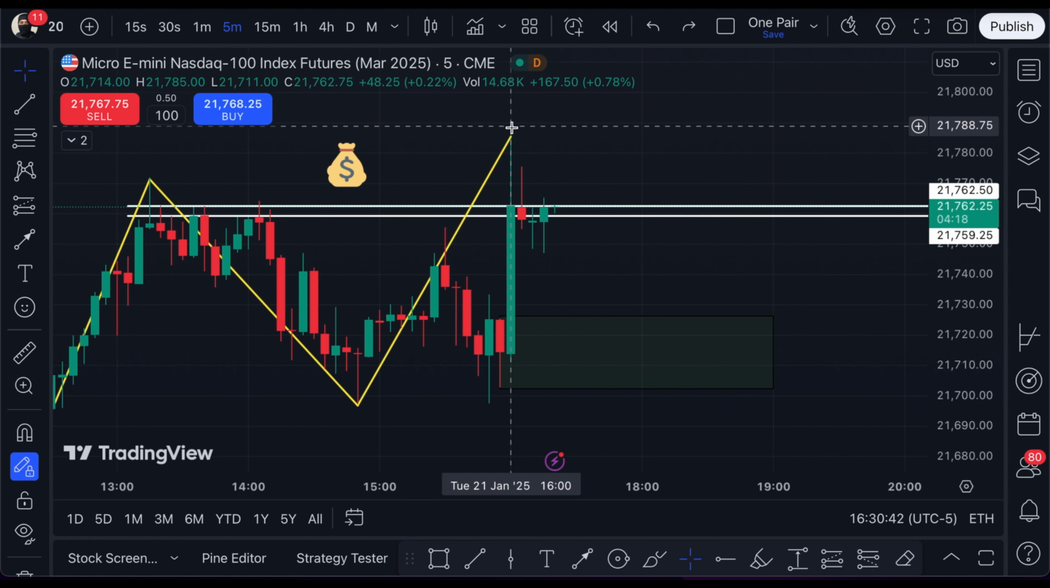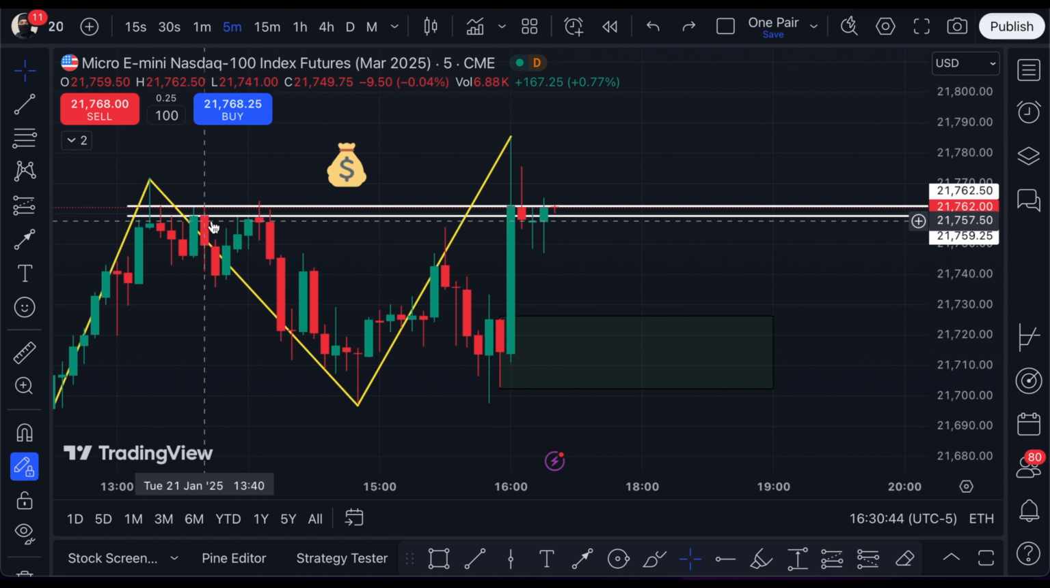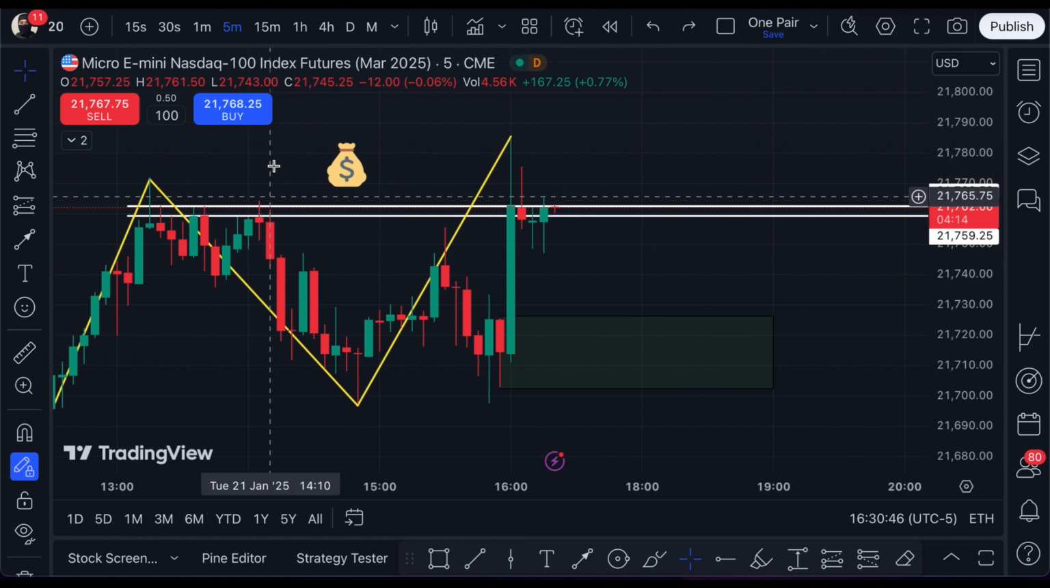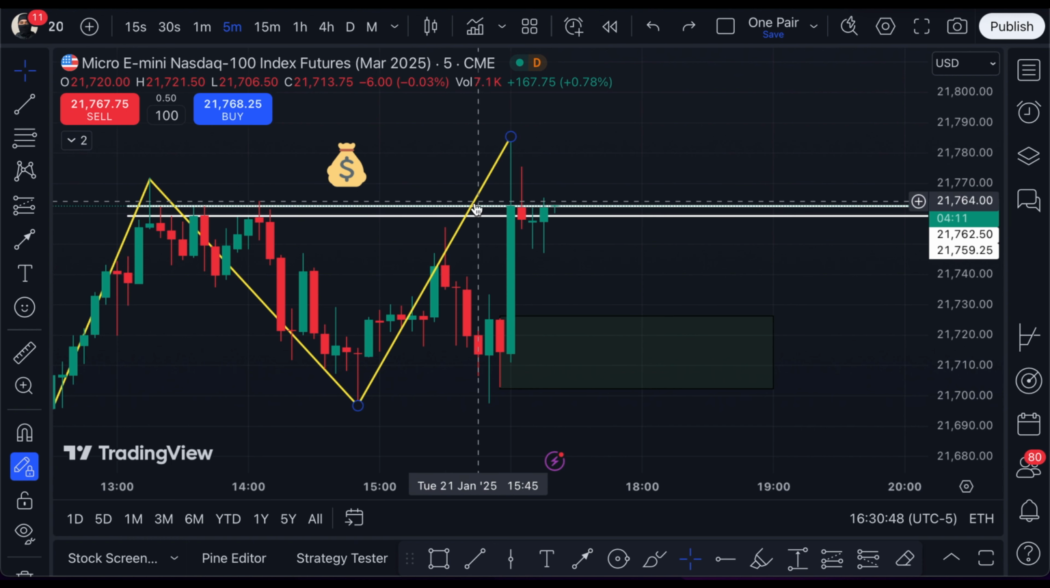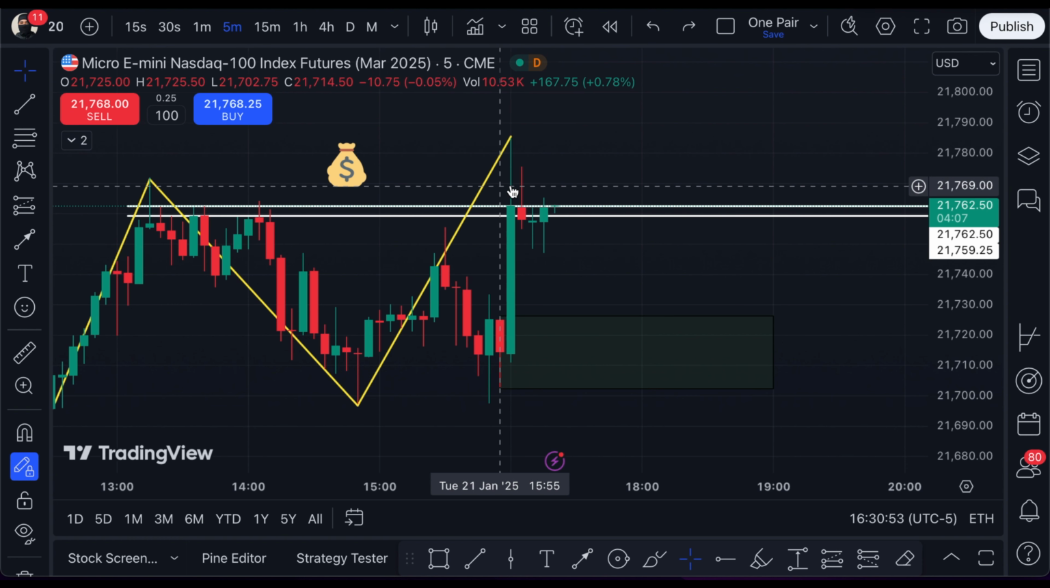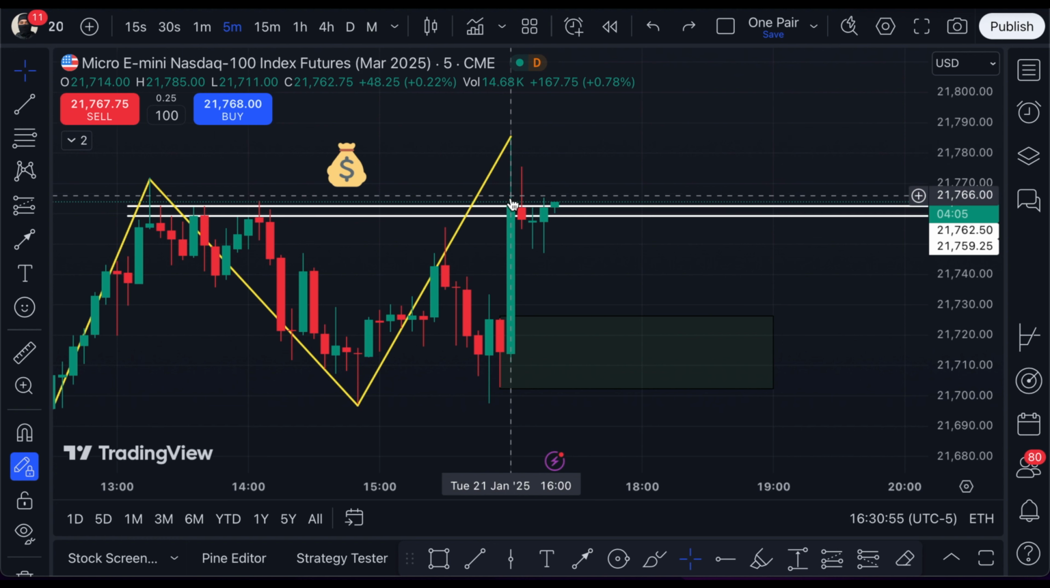Everybody got stopped out here. Whoever was going to sell here, they got stopped out. Like in this whole area, they got stopped out by this wick.